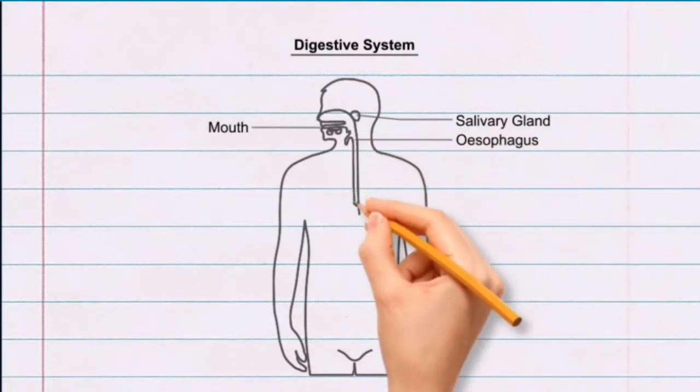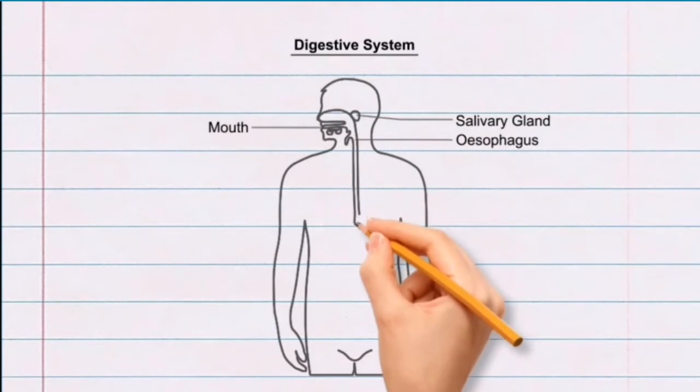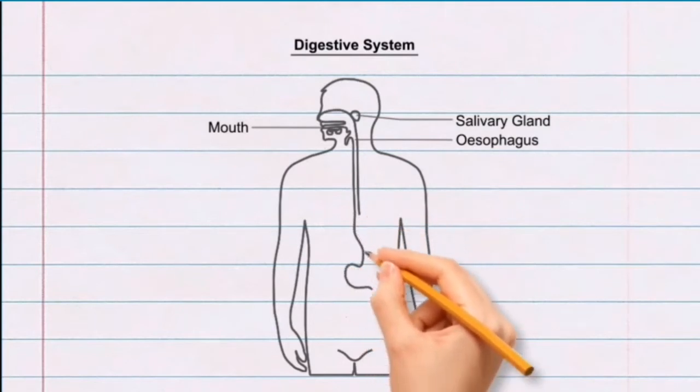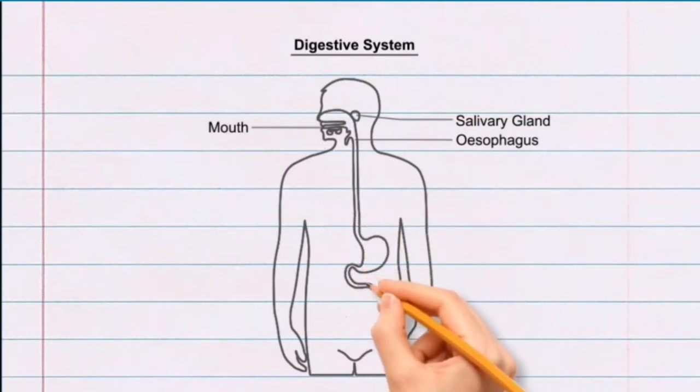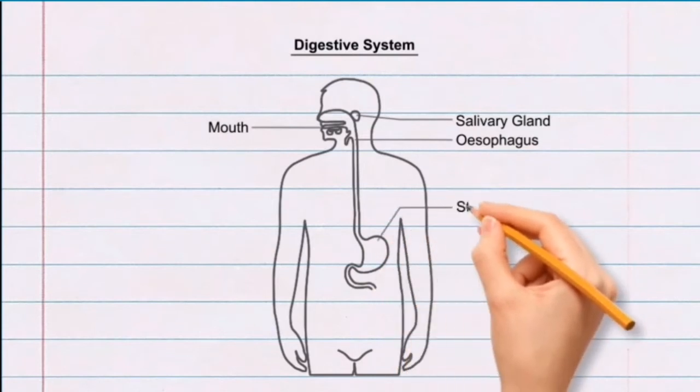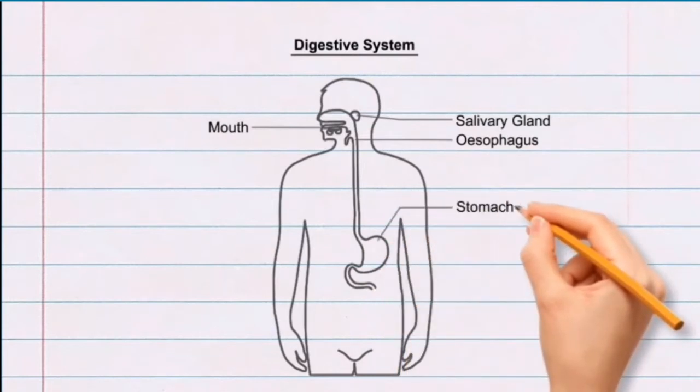Extend the tube downwards till it reaches the halfway of the torso. Now enlarge the tube to form a broad kidney bean-shaped pouch curving to the left side of the body. Label this pouch as stomach.